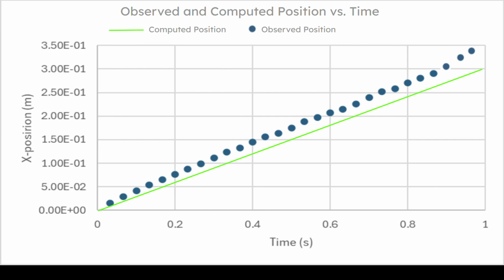On this graph shown is the observed and computed positions versus time. The observed position is the position that was tracked on the Tracker program, demonstrating the exact position over time, while the computed position was calculated and has a linear path the entire way. As you can see, the observed position is not fully linear because Tracker is not completely accurate, and there are also some real life scenarios that cause the net force to not actually be equal to 0.